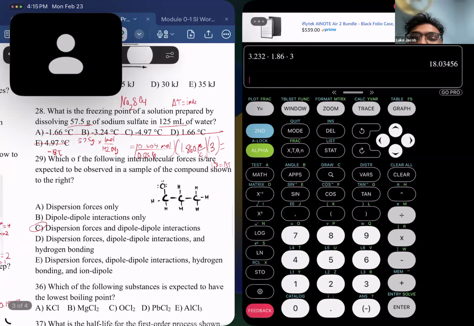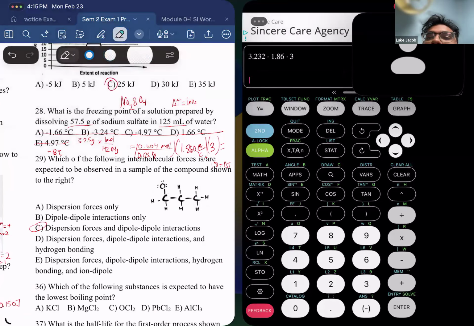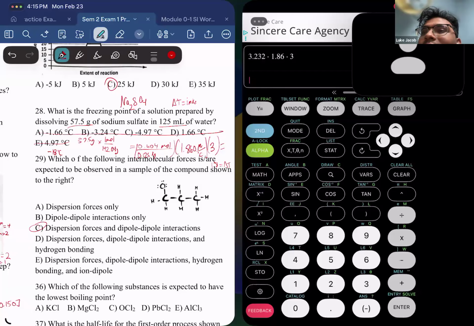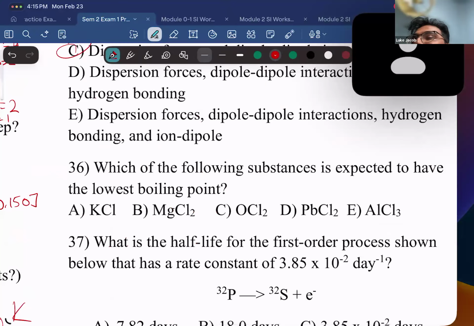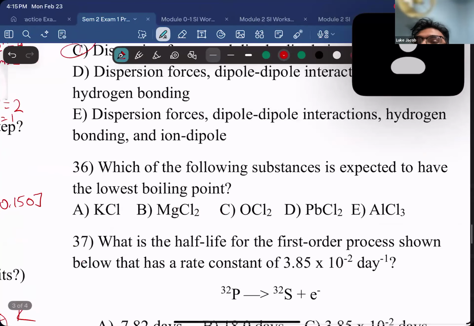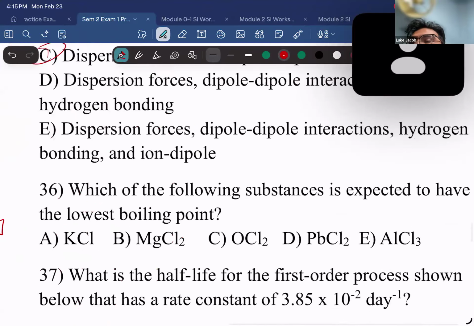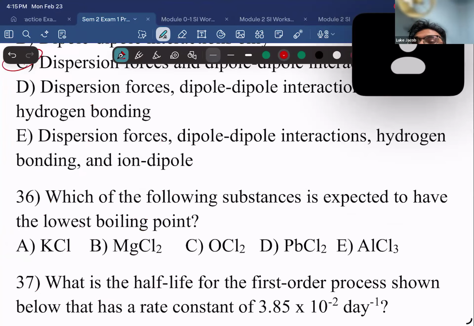Which of the following intermolecular forces is/are expected to be observed in the sample below? We have these CH3s, that's dispersion forces, and then we have a Cl, so that's a dipole. So the answer choice here is going to be C, which I had circled by accident. Which of the following substances is expected to have the lowest boiling point? In this case, we have to figure out which one has the lowest Van Hoff factor, and this one will, because that's covalently bound. Everything else is ionically bound.